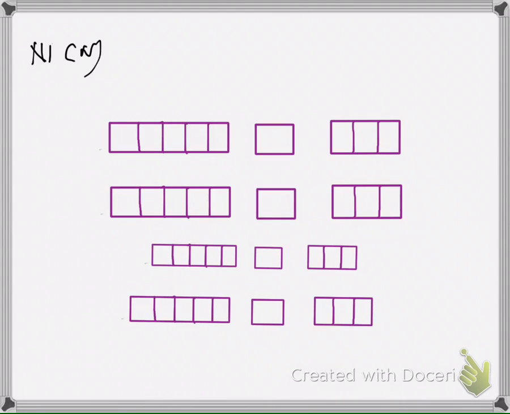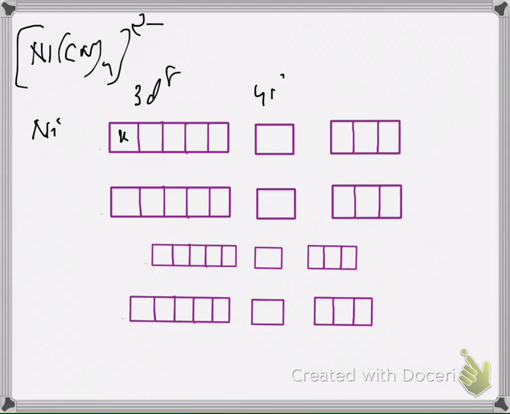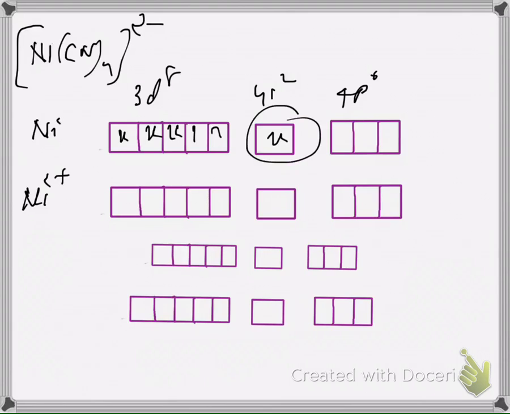[Ni(CN)4]2-. Here cyanide is a strong field ligand. As usual, you just draw nickel: 3d8, 4s2, 4p0. Here also nickel is in +2 oxidation state, so remove these 2. Thereafter you have it like this.